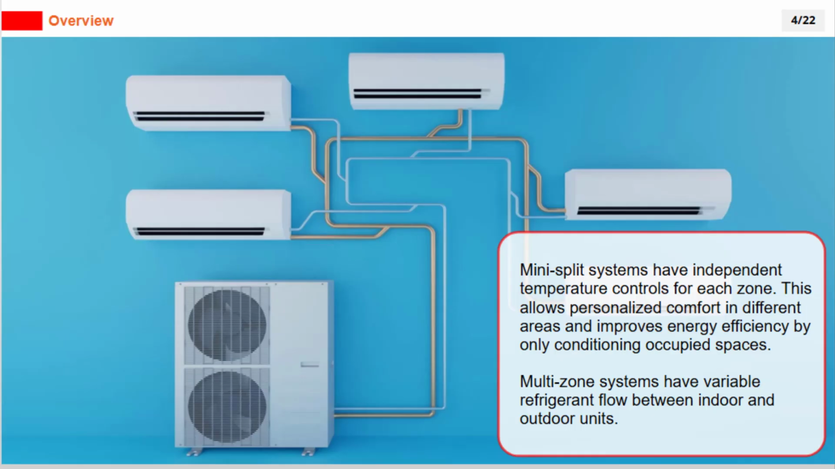Mini-split systems have independent temperature controls for each zone. This allows personalized comfort in different areas and improves energy efficiency by only conditioning occupied spaces. Multi-zone systems have variable refrigerant flow between indoor and outdoor units.